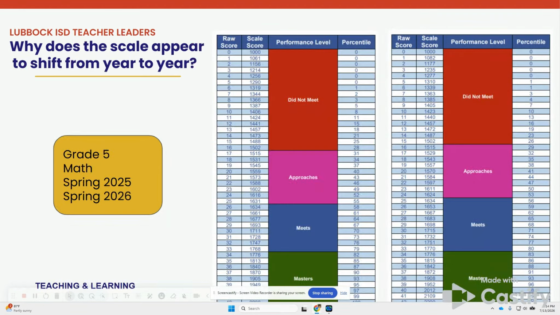And so why does it appear to shift from year to year? Look at the borderline between meets and approaches. In 2025, a student needed 26 points to score at the meets level. But this year, in the spring of 2026, it only took 25 points. What does this tell you? It tells me that this year's test form was a wee bit more difficult than last year's. Any test forms that are slightly harder are going to require fewer points to hit performance levels. But tests on the lower end of the range will require more points to hit meets. That's why there's a little bit of slide on the conversion charts each year.